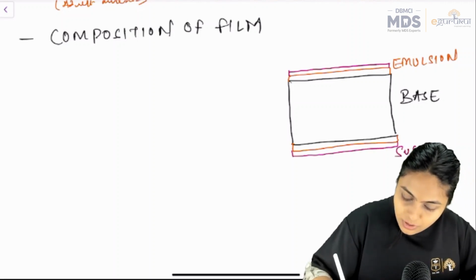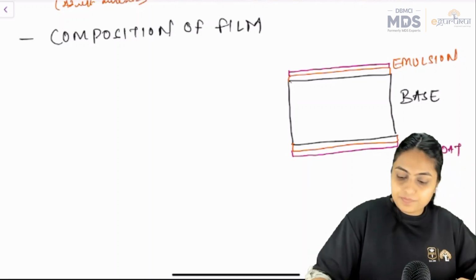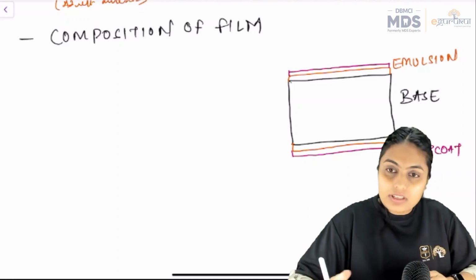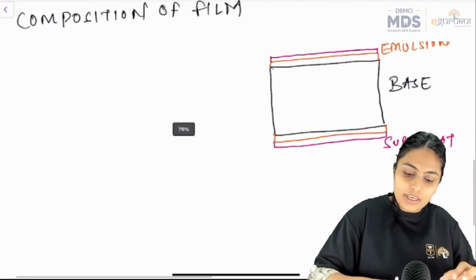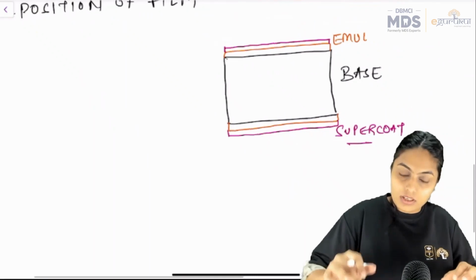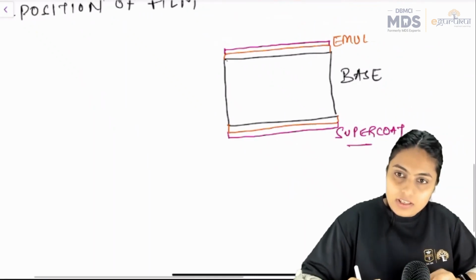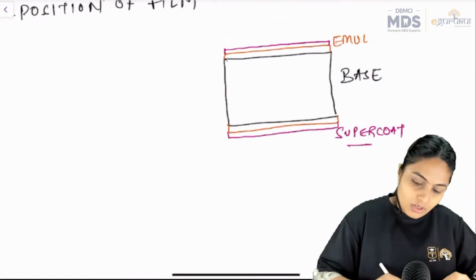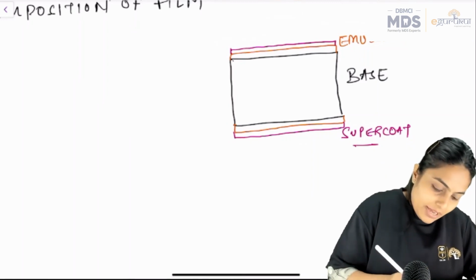This is super coat. Okay, now we are going to see the composition of each one. So we have base, we have emulsion, we have super coat. Now first is the base.